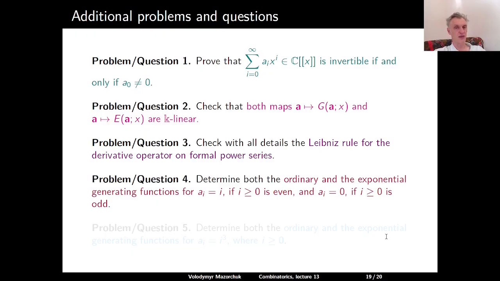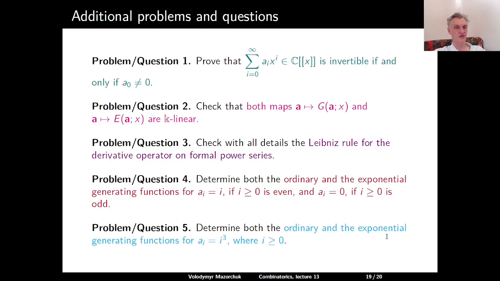Problem 4. Determine both the ordinary and the exponential generating functions for the sequence given by a_i equal to i if i is even and a_i equal to 0 if i is odd. Problem 5. Determine both the ordinary and the exponential generating functions for the sequence given by a_i equal to i to the power 3, where i is greater than or equal to 0.